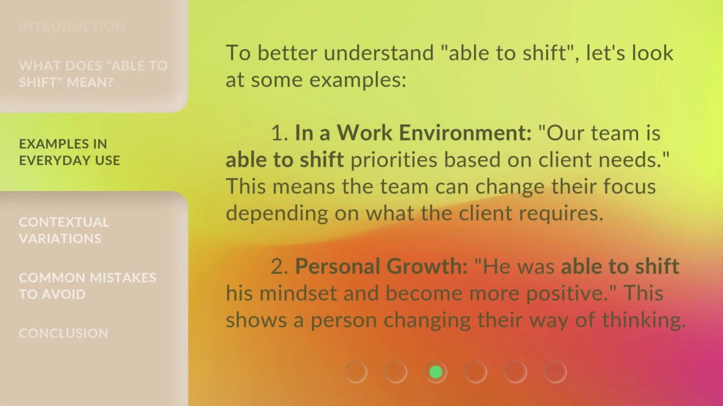To better understand "able to shift," let's look at some examples. 1. In a work environment, our team is able to shift priorities based on client needs. This means the team can change their focus depending on what the client requires. 2. Personal growth. He was able to shift his mindset and become more positive. This shows a person changing their way of thinking.